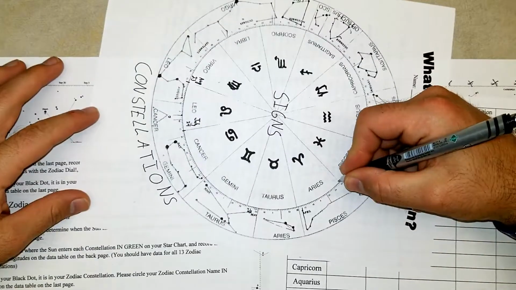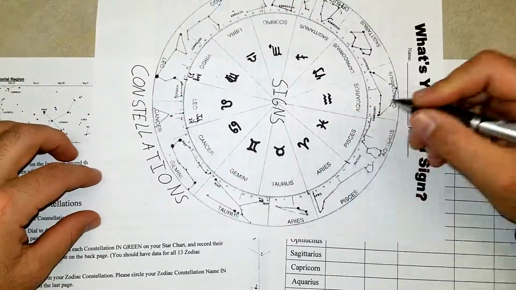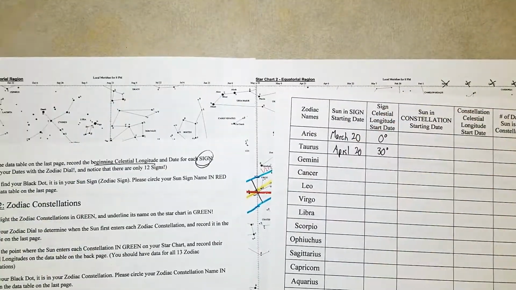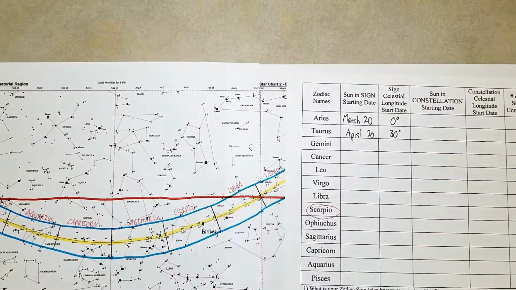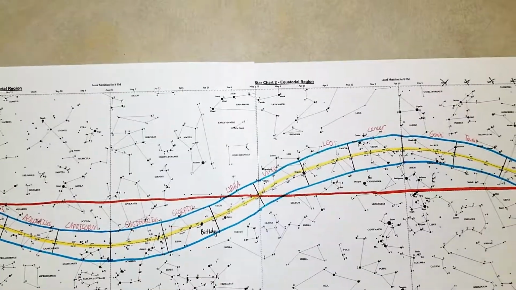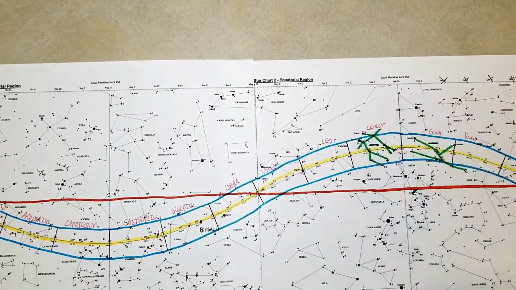Going back to our data table, we see that Aries is actually the first sign, and then Taurus is the next one. So we're going to find our starting dates for all 12 of these and move through the rest. Then we're going to figure out what sign we're in and just figure out where your birthday meets a sign.